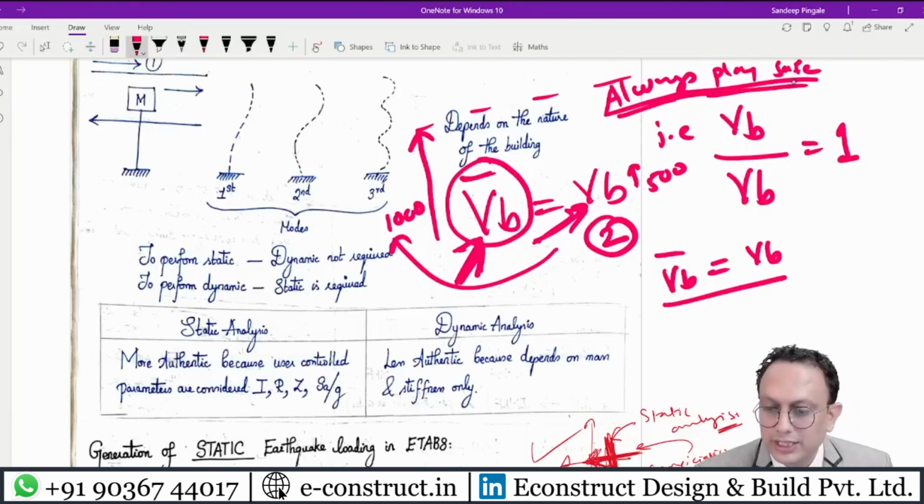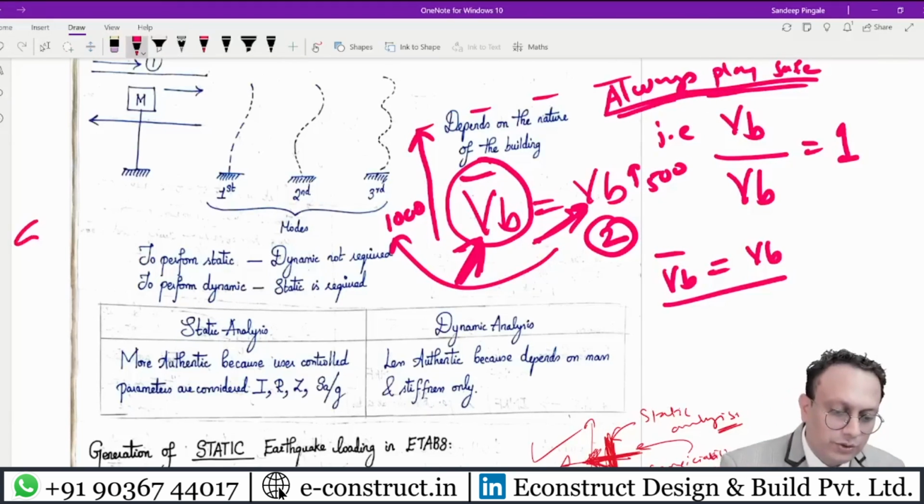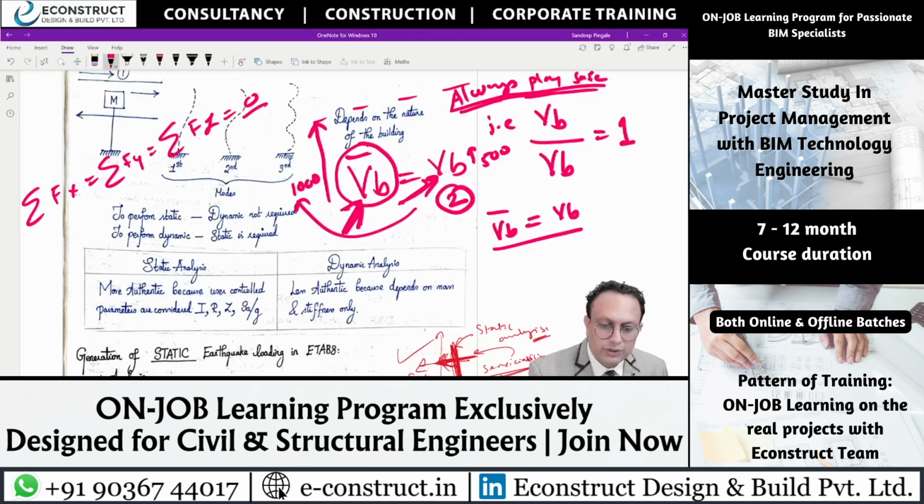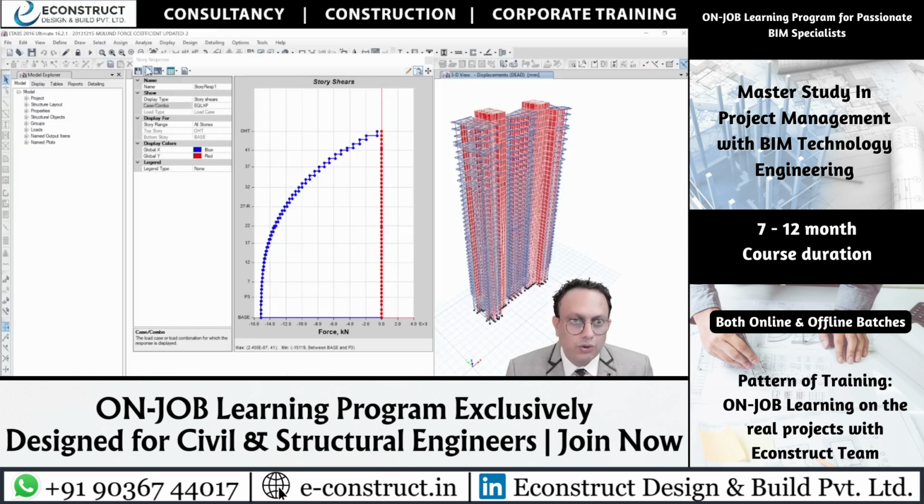In earthquake engineering, one fundamental rule is sigma fx equal to sigma fy equal to sigma fz is equal to 0. If it is not 0, the structure will start moving in that direction. Understood? The forces will change into work, right? So that's how it is. So VB bar is equal to VB. That's the formulation. So if you see the code on this particular building, this is basically the earthquake force.